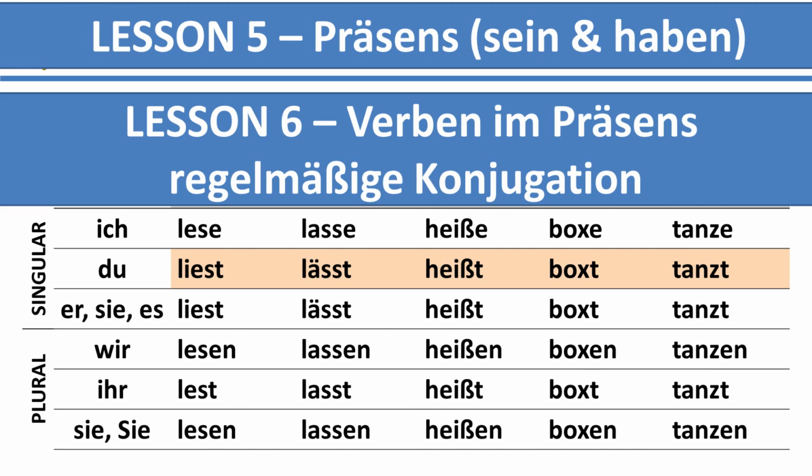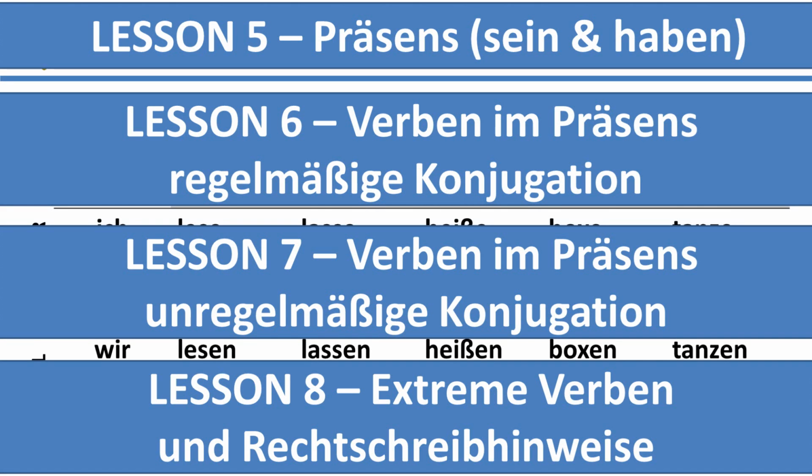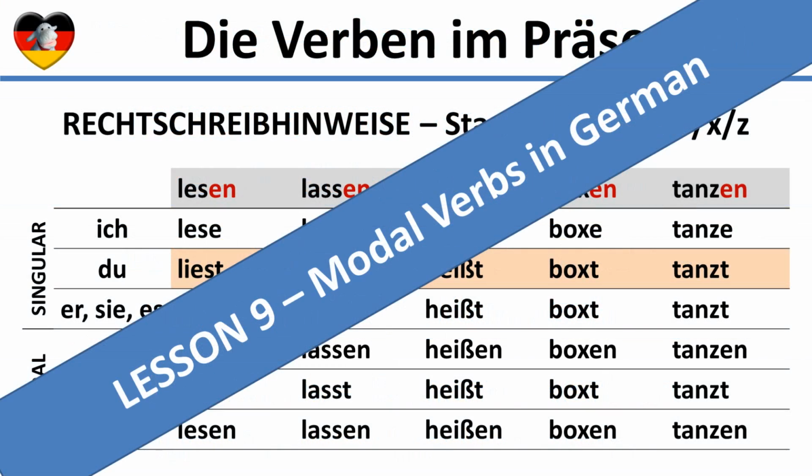Having watched lessons 5 to 8, you should now be able to conjugate German verbs in the present tense. Of course, only if you know which verbs have a different stem in the second and third person singular. Make sure to watch the next lesson on modal verbs to round off your knowledge of German verbs in the present tense.